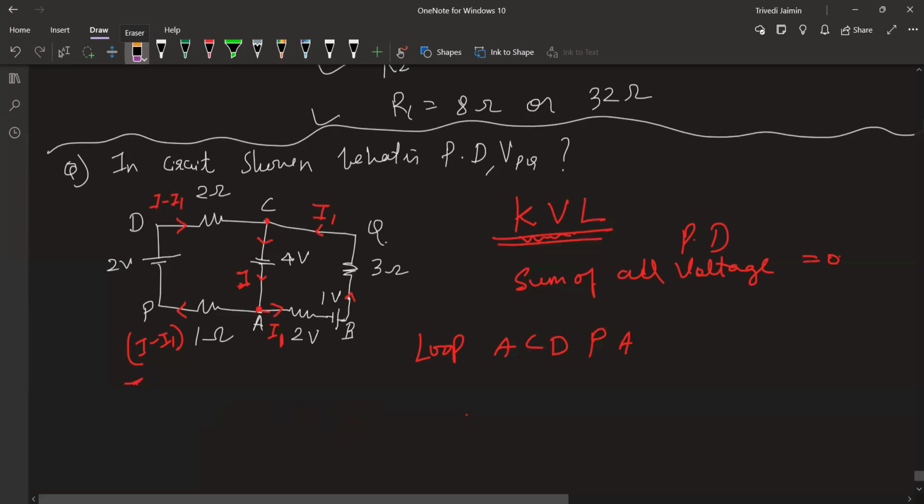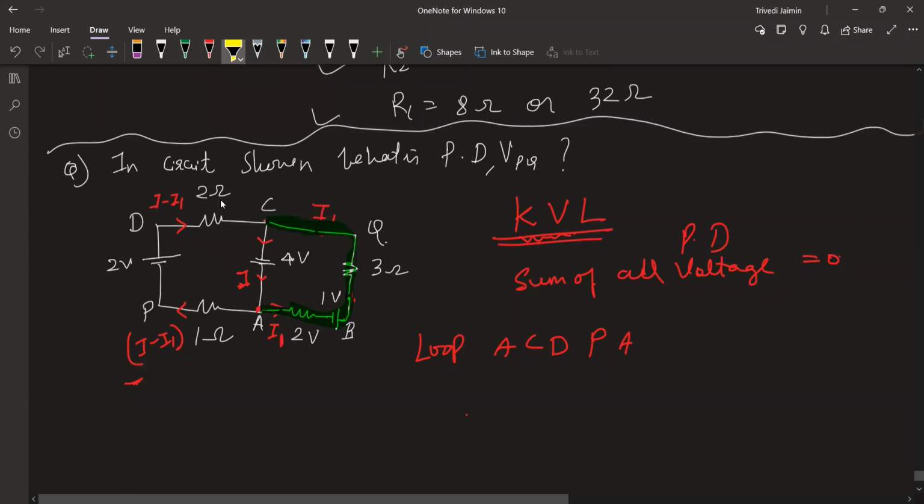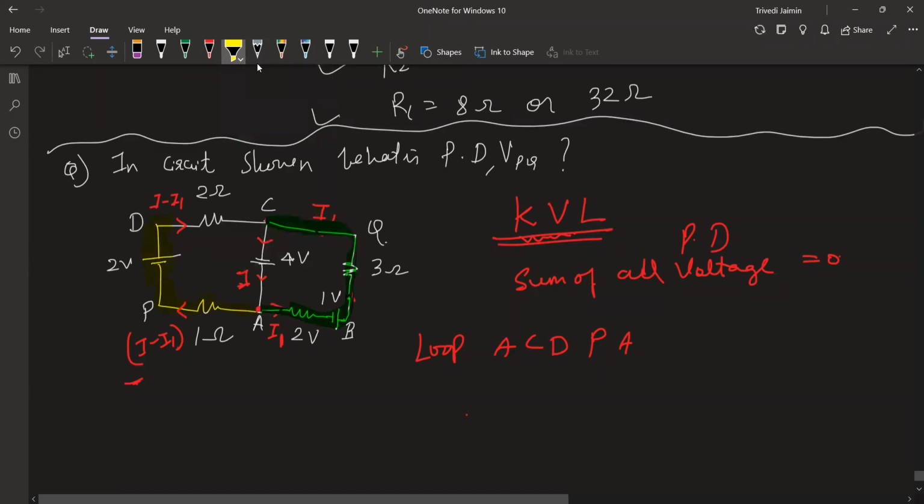Everyone? Sir, I didn't understand, sir. Can you please explain it again? Okay. See, let me highlight this. From this one, I1 is flowing, this green mark. Now, from the yellow mark, I minus I1 is flowing.